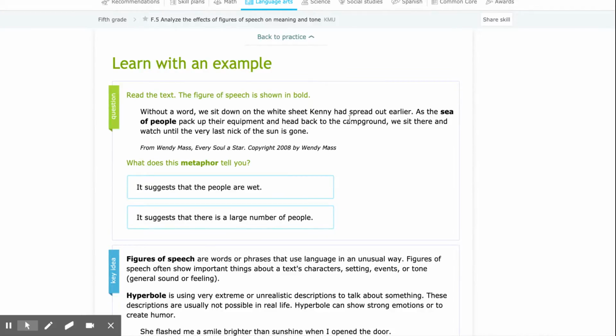Well, here when I'm thinking about what we're reading, I see that this sea of people pack up their equipment and head back to the campground. It sounds like there's a large number of people there, not so much that the people are wet. I'm going to go with this option.